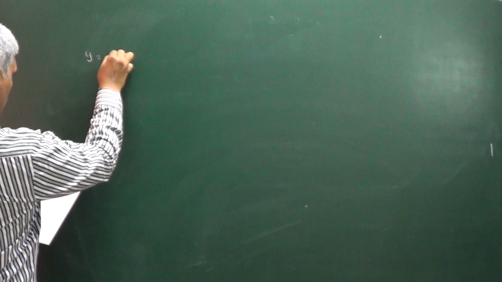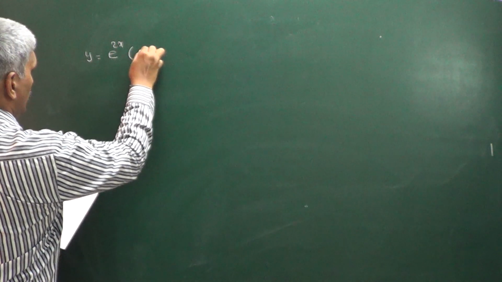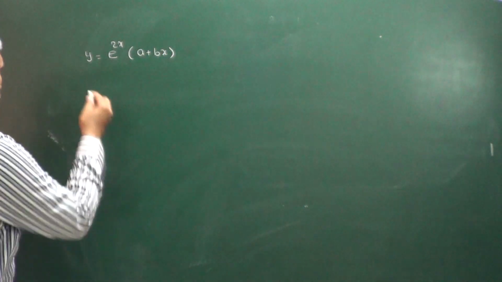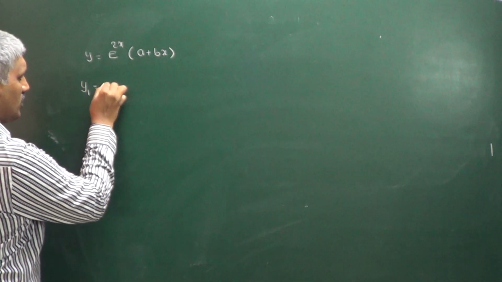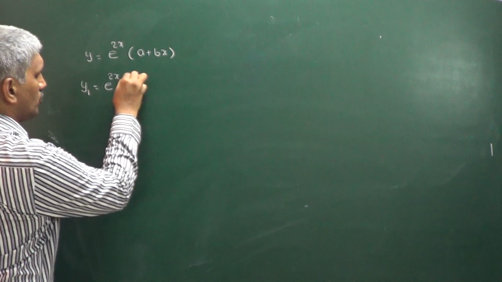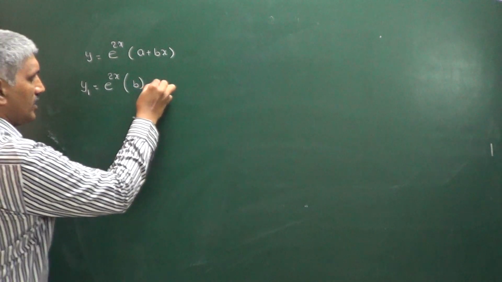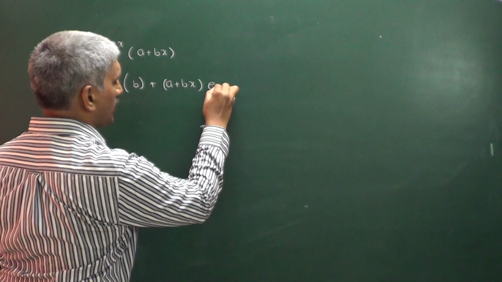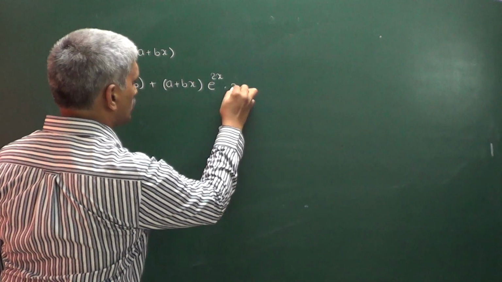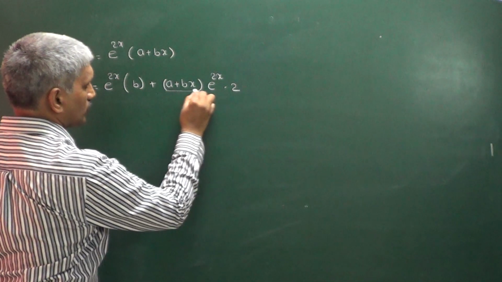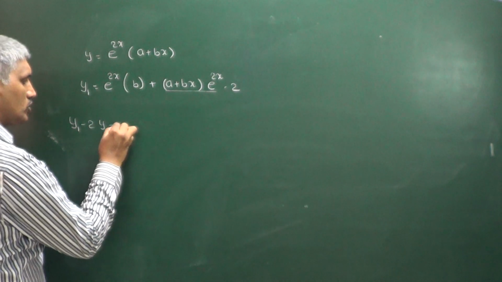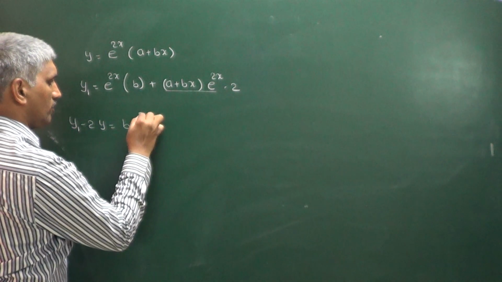The question is given in this way: y is equal to e to the power of 2x into a plus bx. So how to proceed with this question? First, the first method: y1 is equal to e to the power of 2x into the differentiation of a plus bx, which is b. Next, applying the uv rule, a plus bx into the differentiation of e to the power of 2x, which is e power 2x into 2. So you will get y1 minus 2y is equal to b into e to the power of 2x.